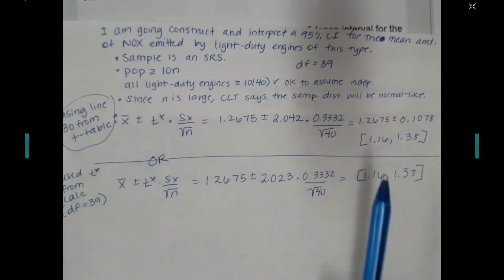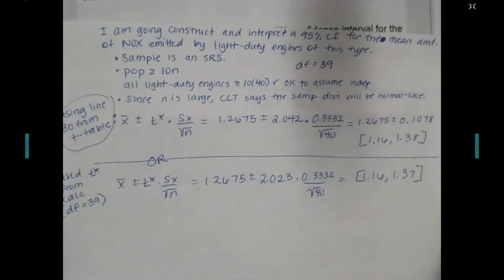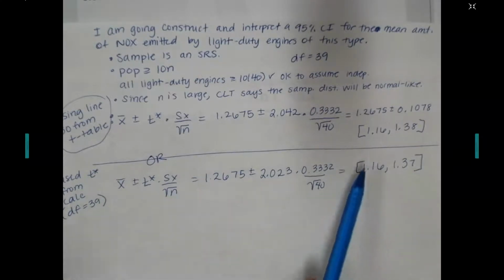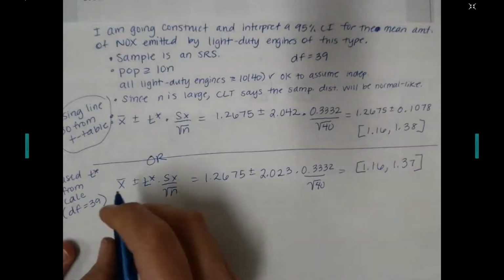Now, if it's a degrees of freedom that falls right on a line on here, whether you use the calculator or the table will not give you different answers, and you don't have to tell me. But if it's falling between the lines on the table, you're going to need to tell me which one you use, because it may affect your results slightly. Okay? All right, and then I finish this out with a conclusion.